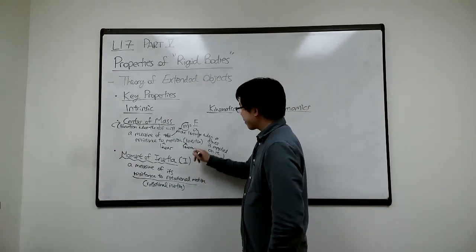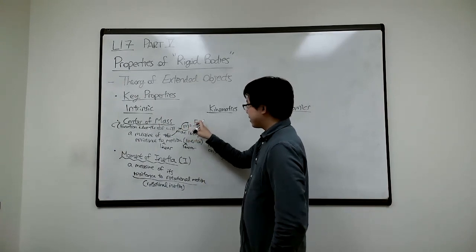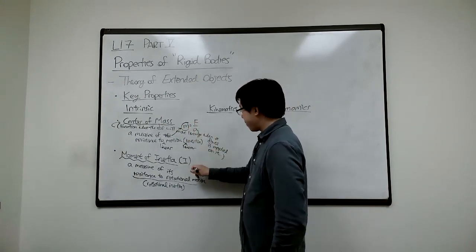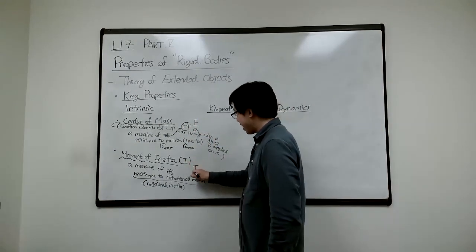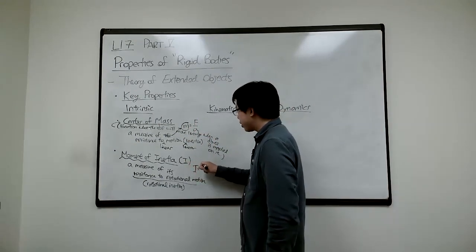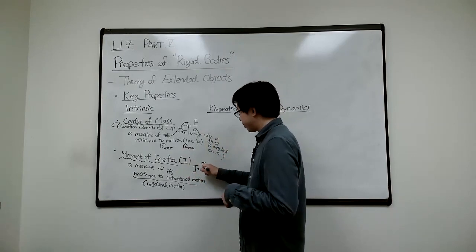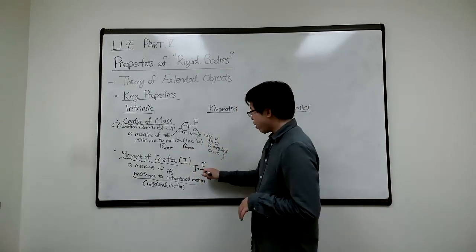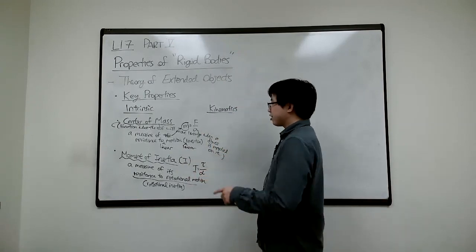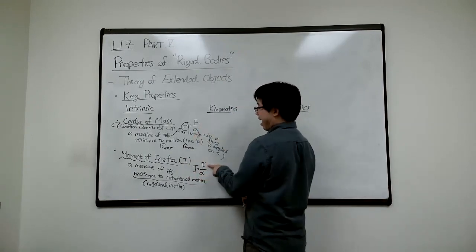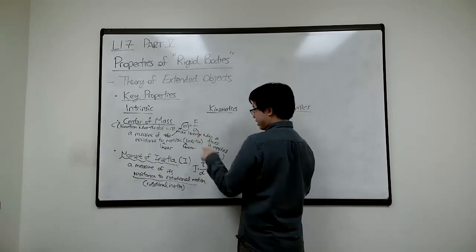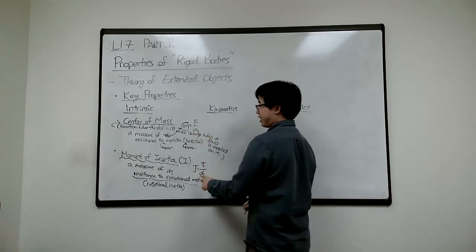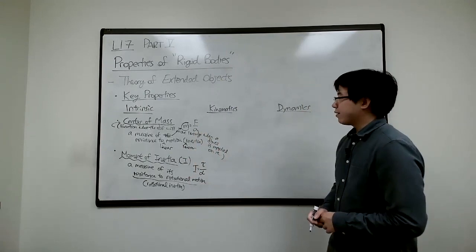Mass is how much force resists acceleration. Moment of inertia is how much a rotational force, which we call torque, curly T, the Greek letter tau, over angular acceleration. So this is the rotational version of force, and this is the rotational version of acceleration. We'll see that in more detail.